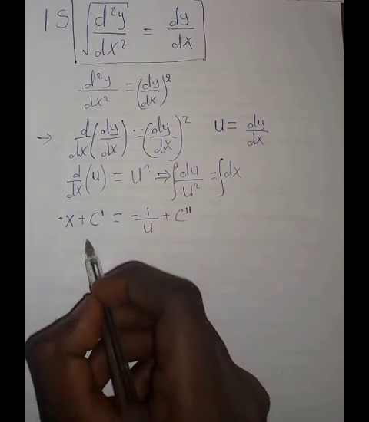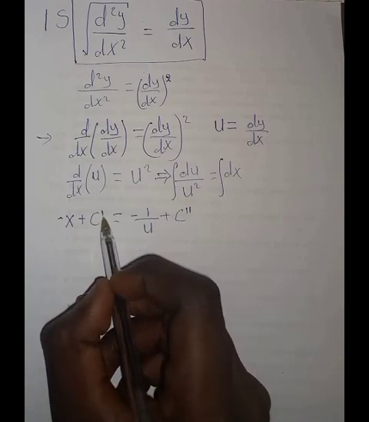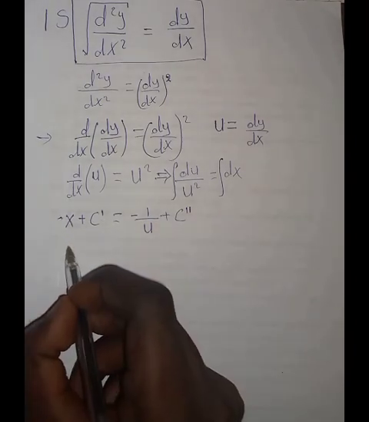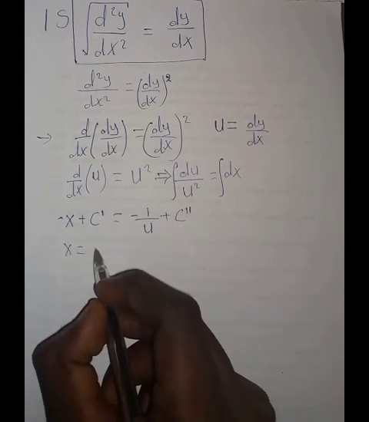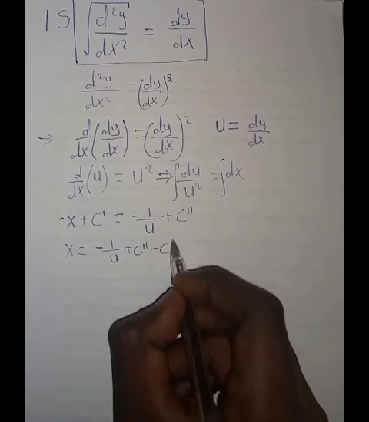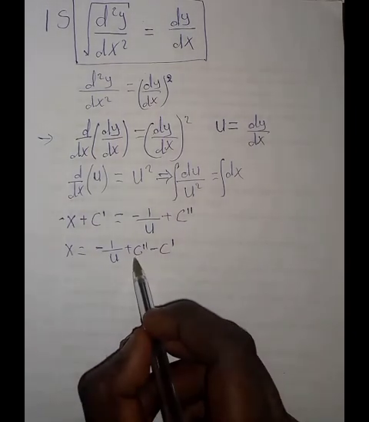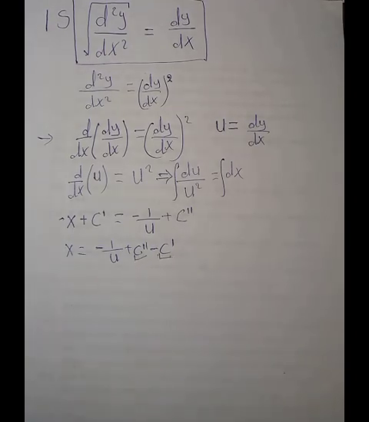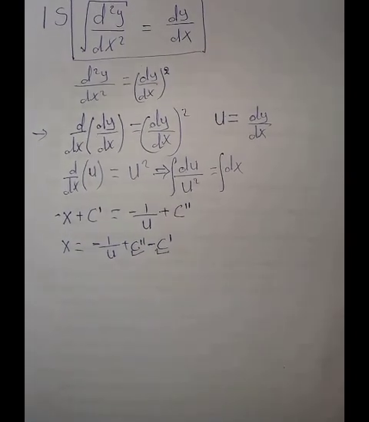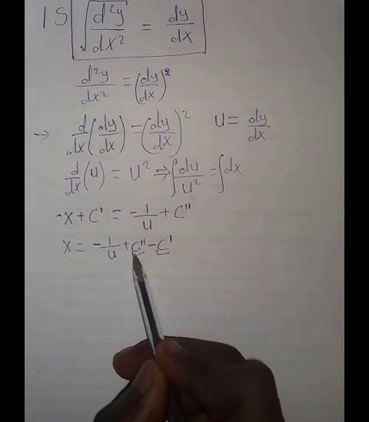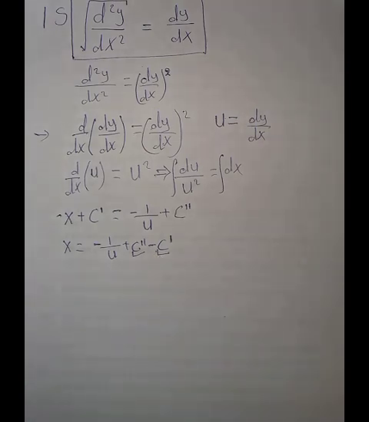If I subtract c prime on both sides, I'm just going to have my x, which is the same as -1 over u plus c double prime minus c prime. But I know that c double prime is a constant. Likewise, c prime is a constant. So a constant minus a constant is still a constant. So I can replace c double prime minus c prime by just a certain constant. I can call that constant c.